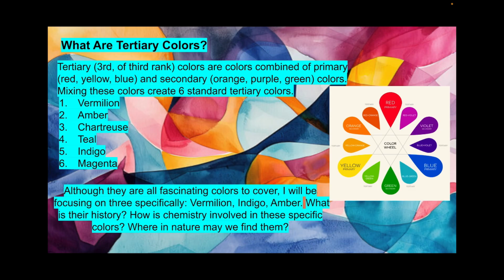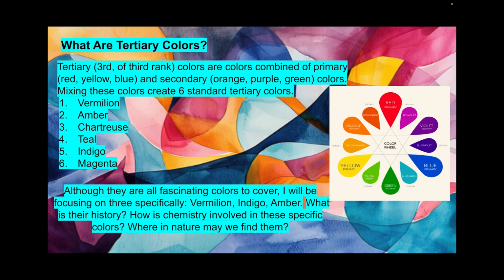What are tertiary colors? Tertiary, third of the third rank, are colors combined of primary, which is red, yellow, and blue, and secondary, which is orange, purple, green colors. Mixing these colors creates 6 standard tertiary colors. Number 1, vermilion, 2, amber, 3, chartreuse, 4, teal, 5, indigo, 6, magenta.